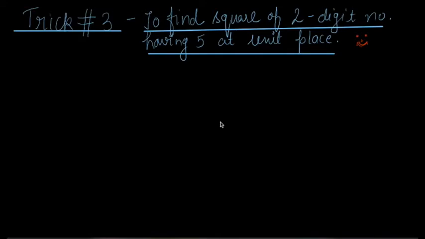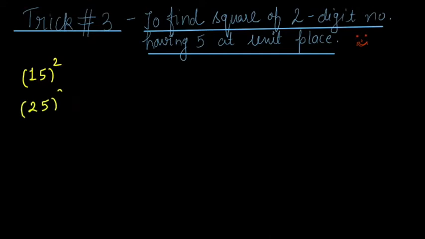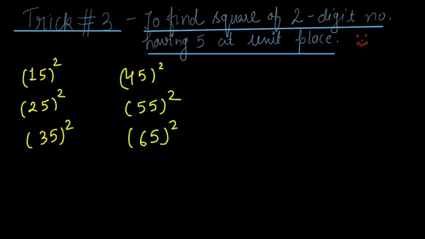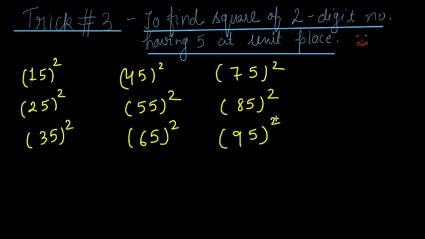Today I am going to teach you a very interesting trick where you will learn to find the square of a two-digit number having 5 at unit place. When I say that, what does that mean? It means I am talking about finding the square of 15, then 25, 35 square. Similarly, we can find the square of 45, 55, 65, then 75, 85 and 95. This is going to be very interesting as we are going to find the square of these numbers in a fraction of seconds.